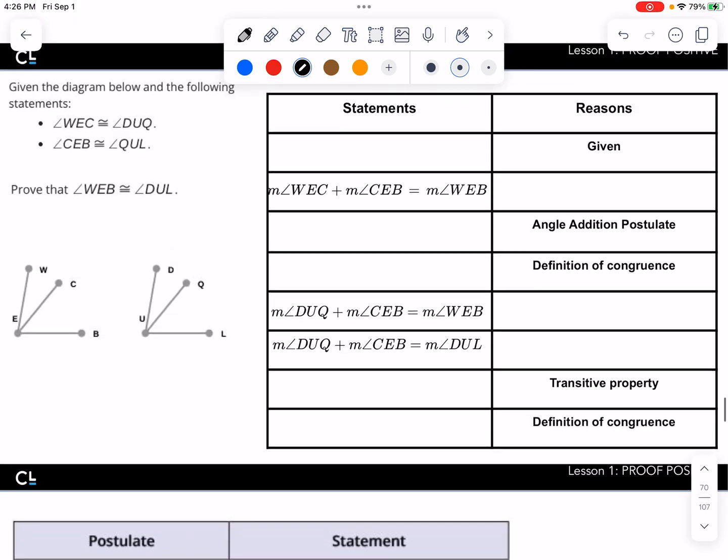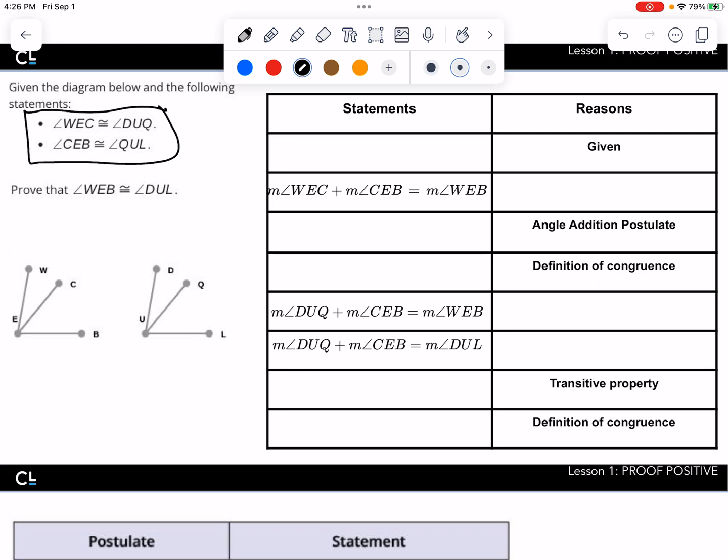Okay, last one. So this one, we have two pictures going on at the same time with some statements and some reasons. So the first thing is the given. We know this. They're telling us that. So I'm just going to rewrite that here. I know that angle WEC is equal or congruent to angle DUQ. And I know that angle CEB is congruent to angle QUL.